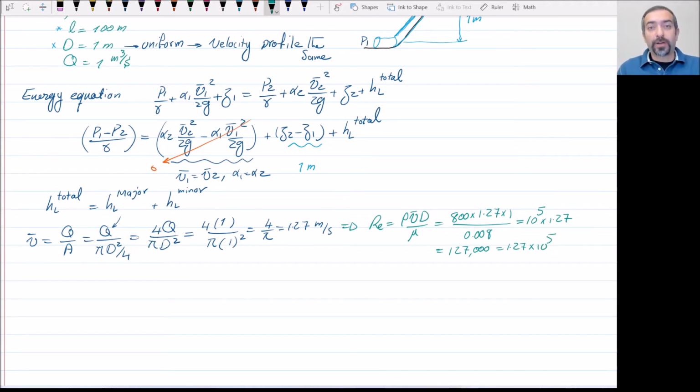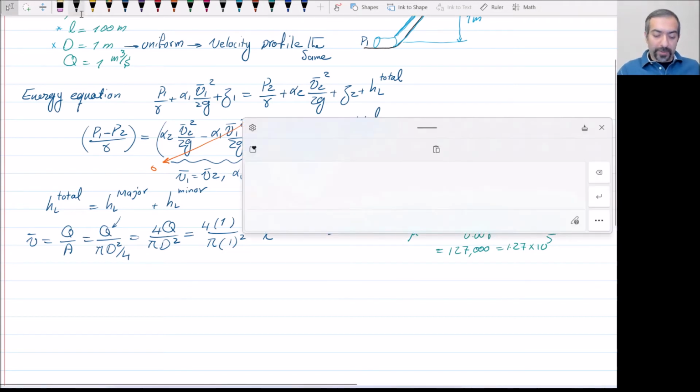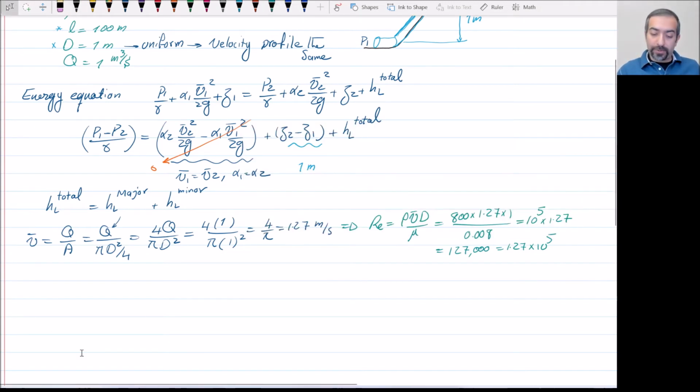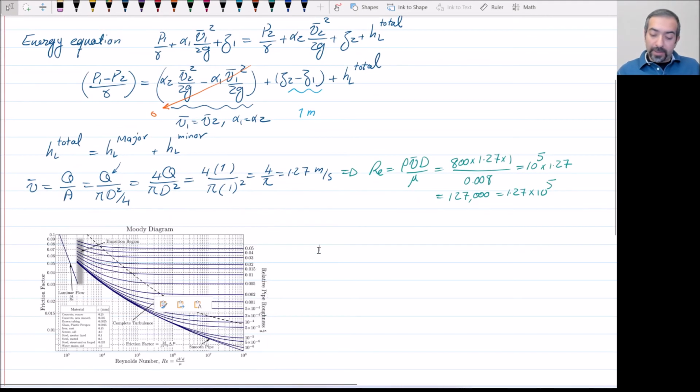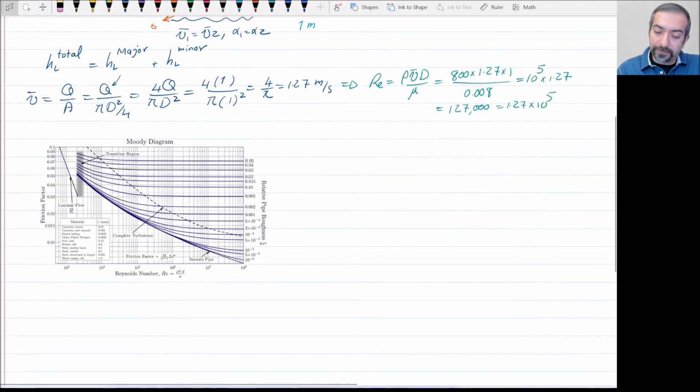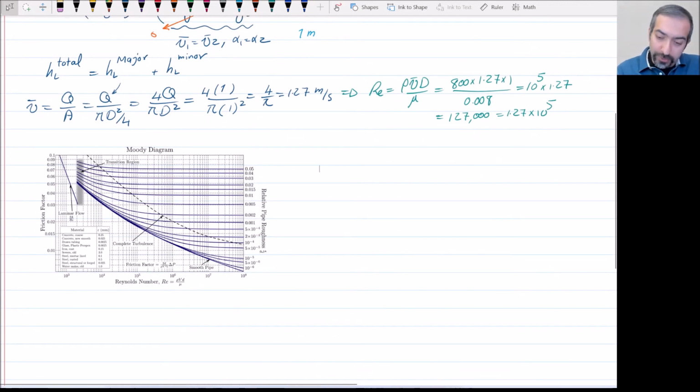What do we do with the Reynolds number? Well, as we said before, we have to use the Moody chart to get the friction factor. So 1.27, remember the Reynolds number is on the x-axis, but the x-axis is logarithmic. So this is 10 to the 5, and this is 2 times 10 to the power 5. So 1.27 is somewhere here. The exact value doesn't matter.